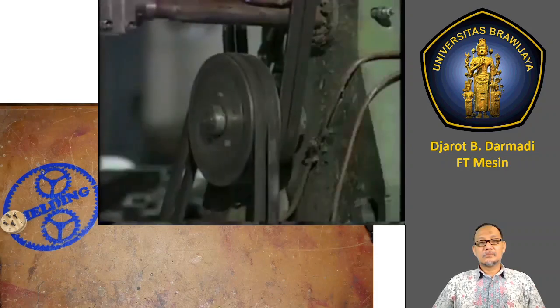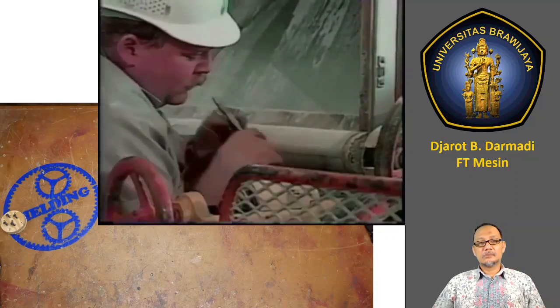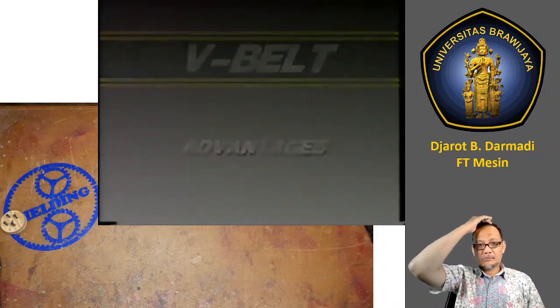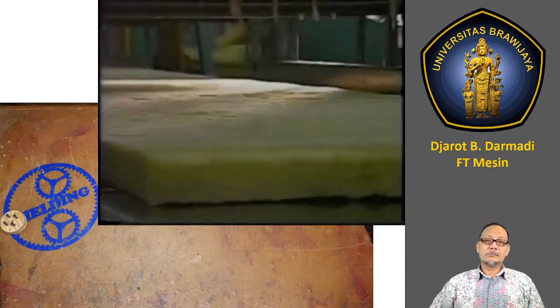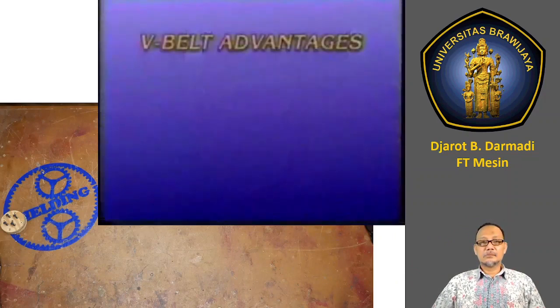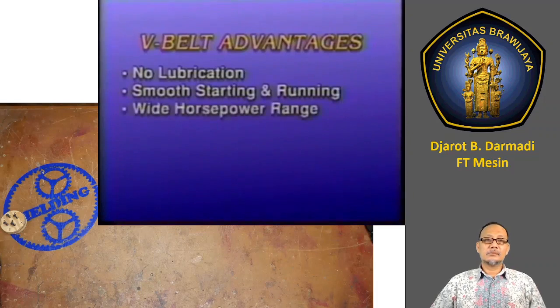Besides this power advantage, the V-belt offers many other advantages for industry in its efforts to reduce equipment repairs and minimize downtime. When an operation demands efficiency and minimal maintenance, the V-belt drive is the logical choice. Unlike roller chain, V-belts require no lubrication. They offer smooth starting and running. They cover wide horsepower ranges.